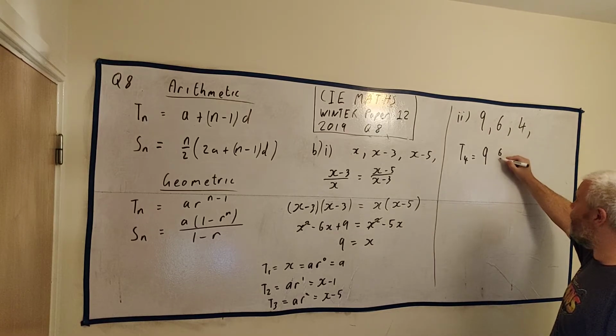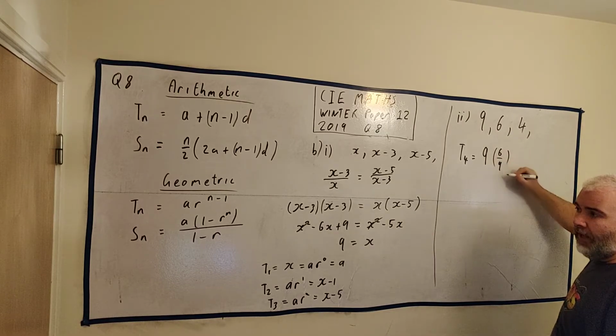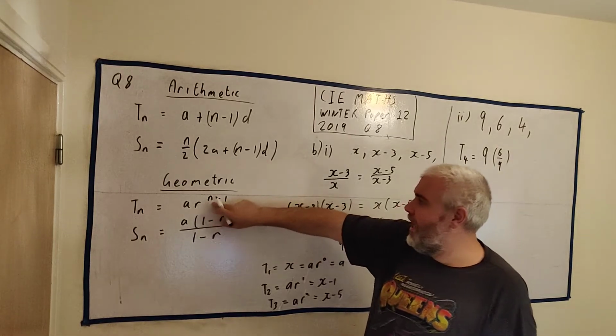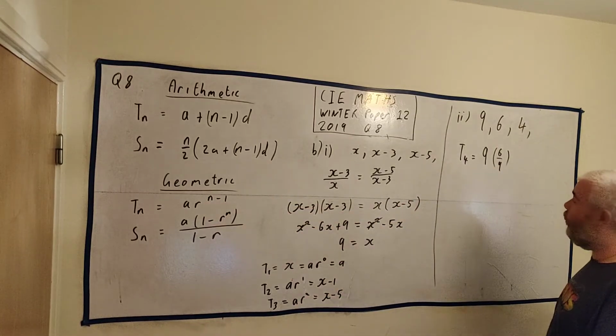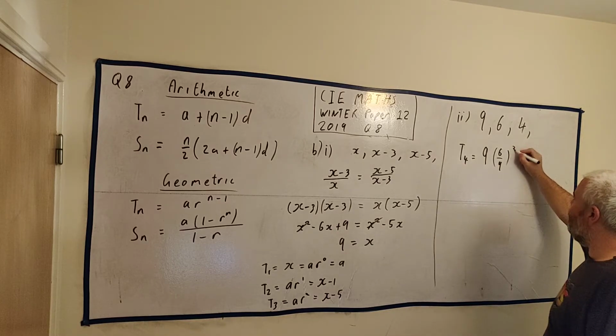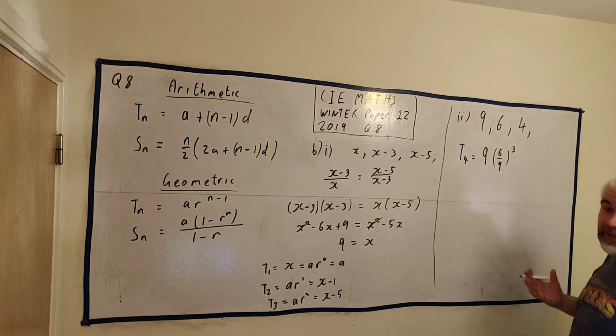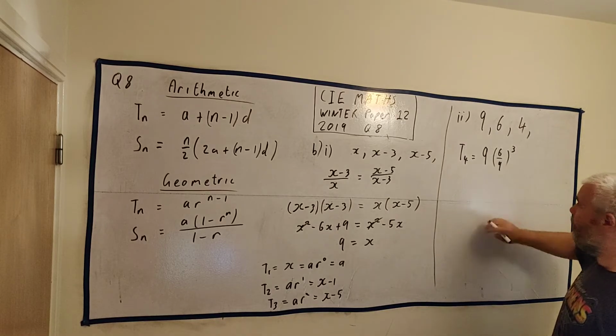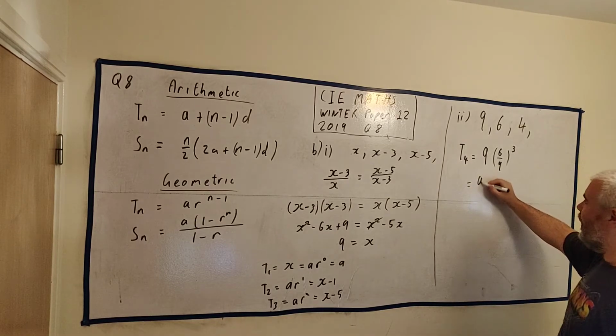So that r is just 6 divided by 9. And to the power of n minus 1. N is 4. We decided that number. So 4 minus 1 is 3. That's what T4 is. We just need to do this out. Calculator will do this for us. But let's do it ourselves.